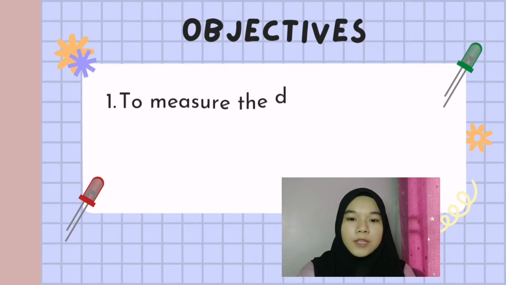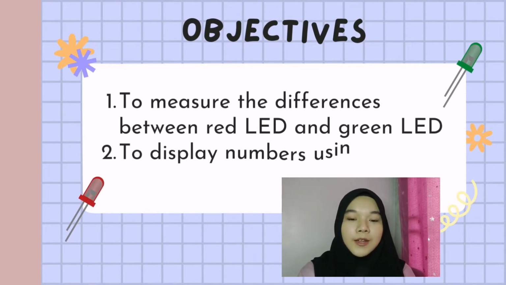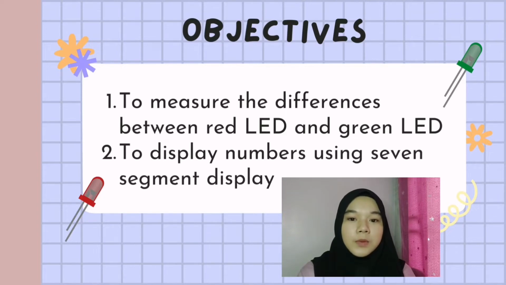The objective of this experiment is to measure the differences between red LED and green LED. Second, to display numbers using a 7-segment display.